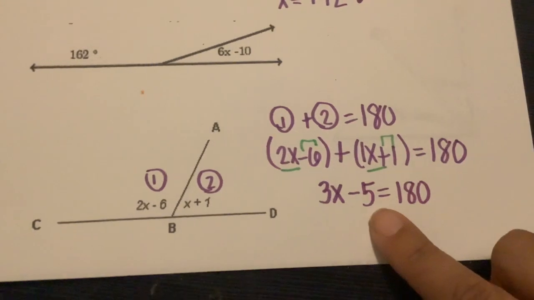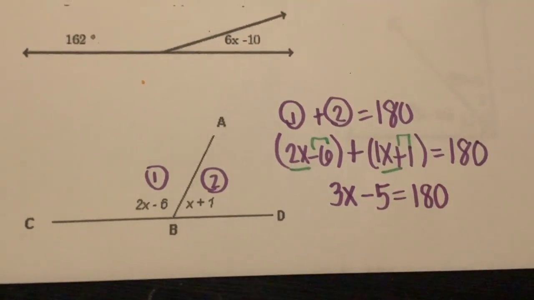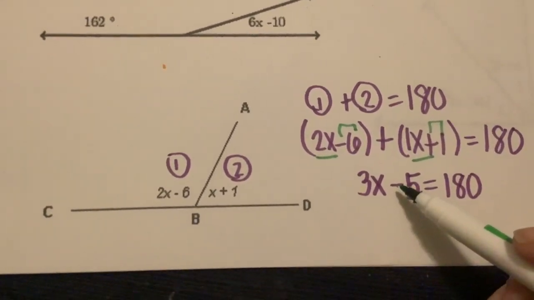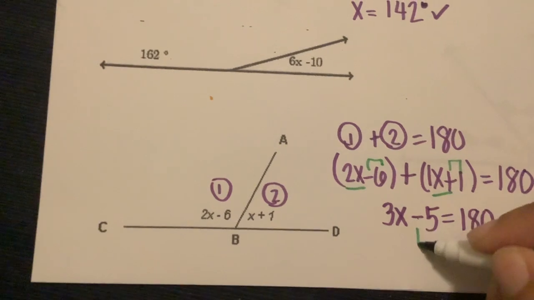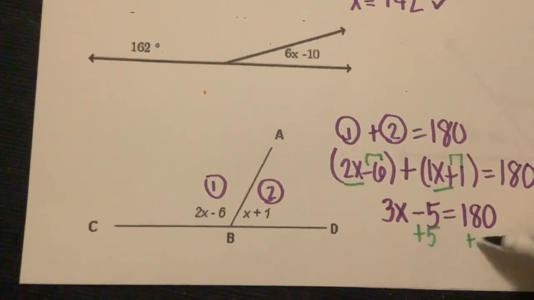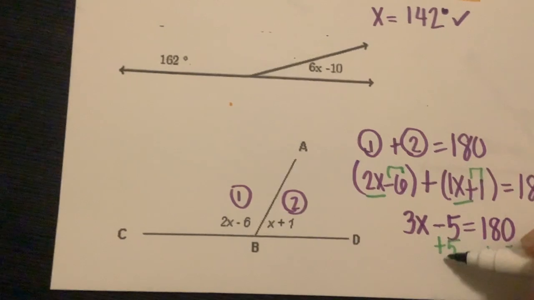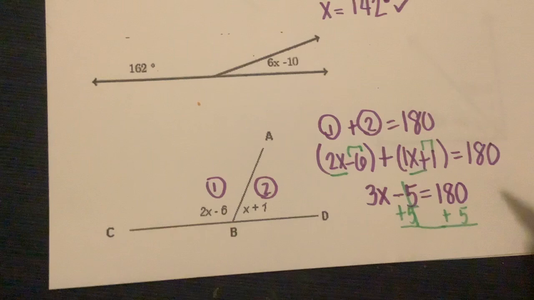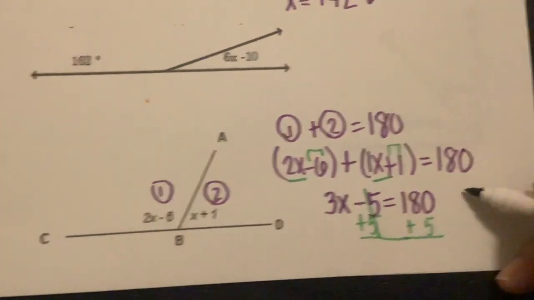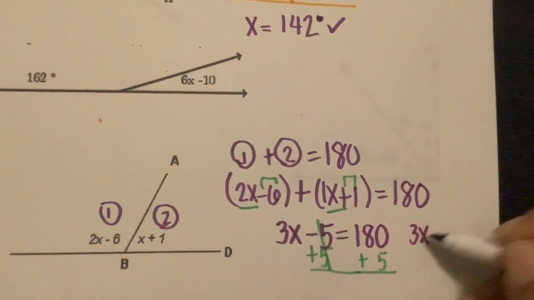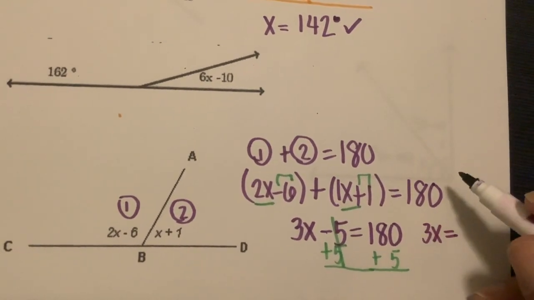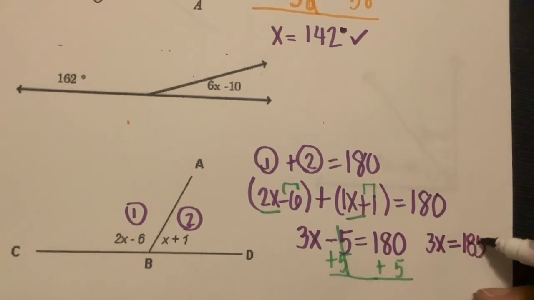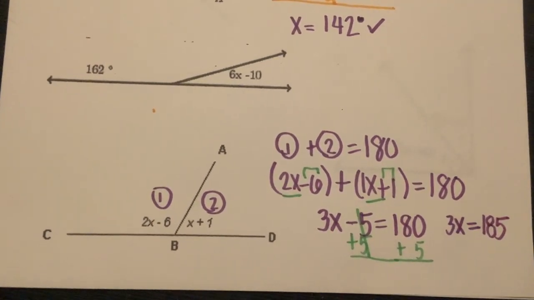Now this looks like a two-step equation, and we can solve it. So let's do the inverse of subtraction now, because in this case, we're minusing 5. But the opposite of that is adding 5. So let's add 5 to both sides. We're going to get 3x is equal to 185. Okay.